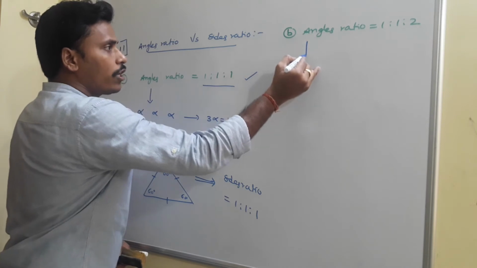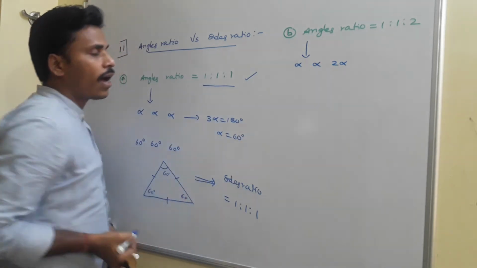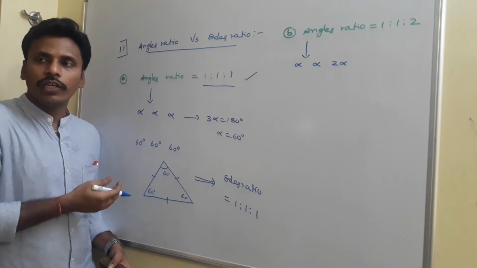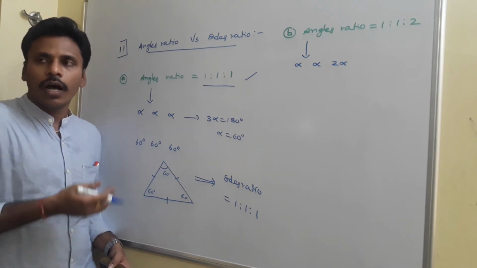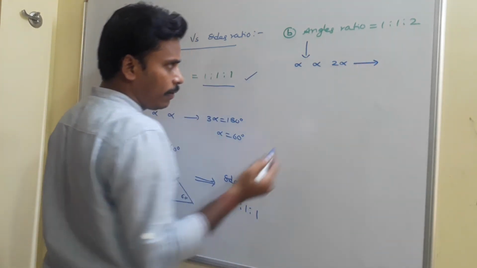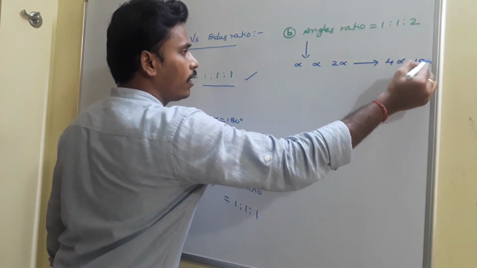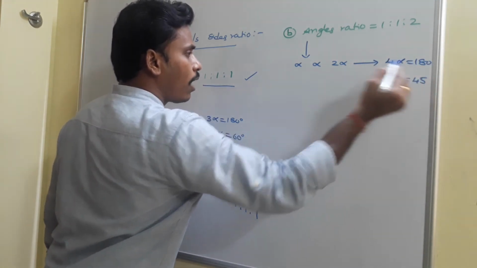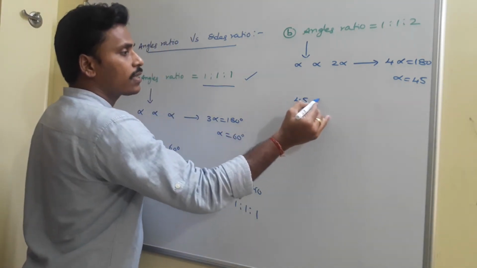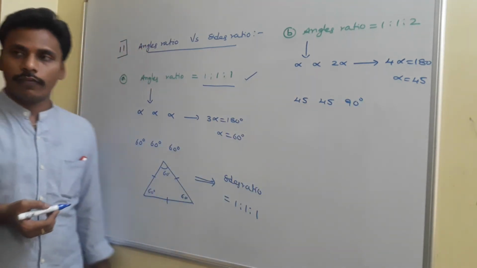Since the angles ratio is 1 is to 1 is to 2, the angles are alpha, alpha, 2 alpha. I think you know about ratios. Since the ratio is 1 is to 1 is to 2, we usually consider them as alpha, alpha and 2 alpha, or sometimes k, k and 2k like that. And we know that in a triangle the sum of the angles is 180. Alpha, alpha, 2 alpha, from there you have 4 alpha is equal to 180. Since 4 alpha is 180, alpha is 45. And alpha is 45, which means the angles are 45, 45 and 90, since 2 alpha is 90.